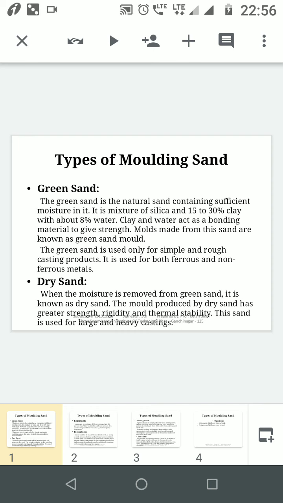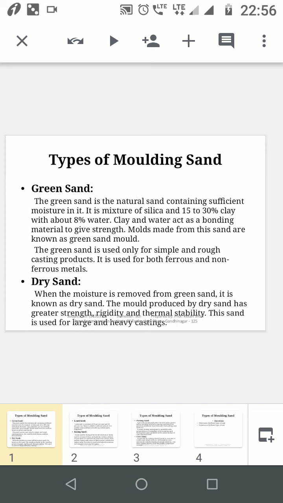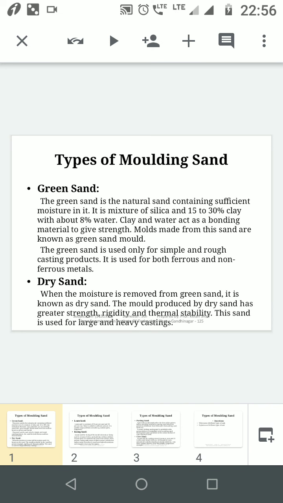Number one is the green sand. The name of this sand is green, but it doesn't mean that the color of the sand is green. It contains a certain amount of moisture, up to 8 to 10%. The green sand is a natural sand containing sufficient moisture. It is a mixture of silica and 13 to 15% clay with about 8% water.